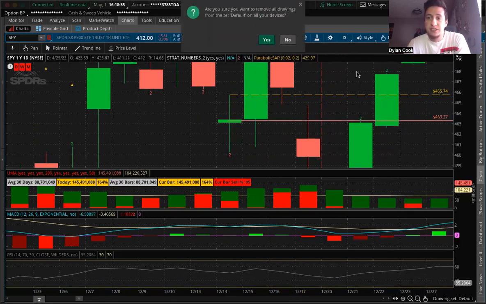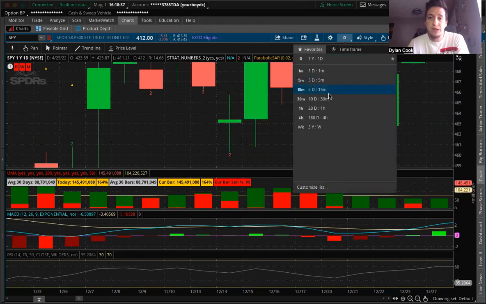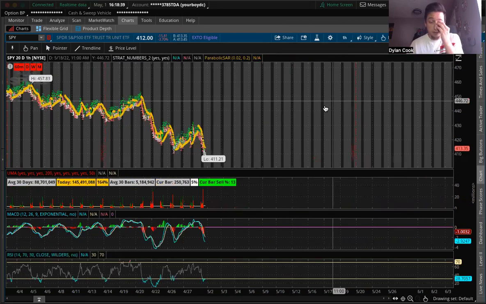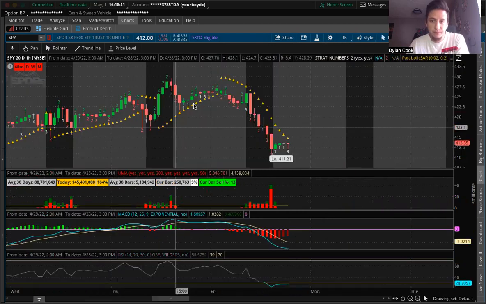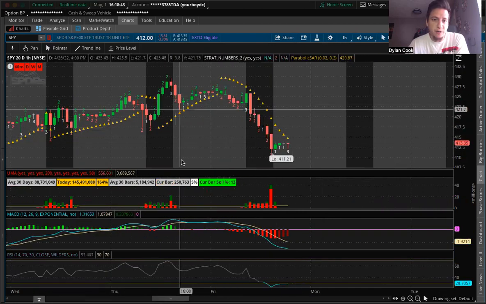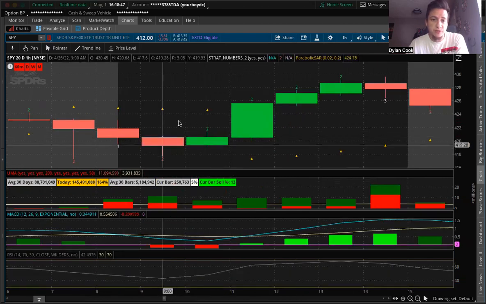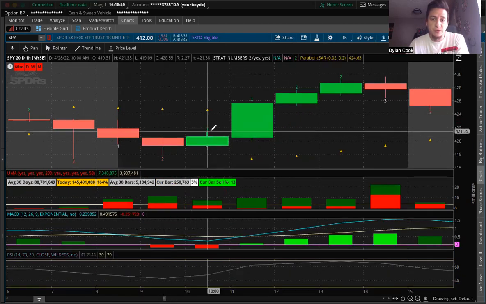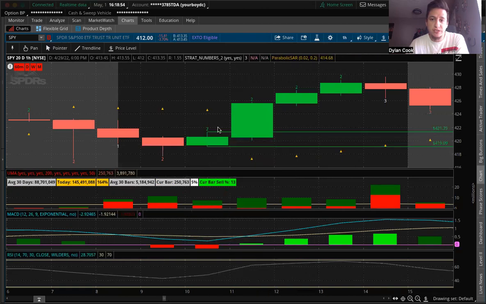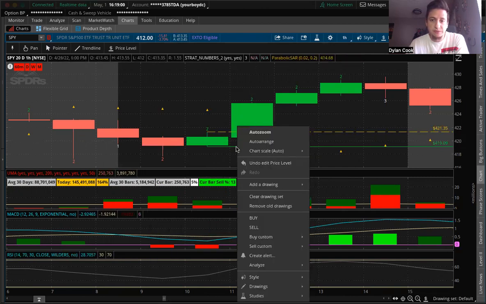So let's remove these. Let's zoom into some other time frames. I'm going to go down to the hour right now. See if we got anything in the hour. First thing that comes to my mind is right here, this 2-2 reversal. So same thing, you start with your candle. That's the end of it. This becomes your entrance. This becomes your stop loss.